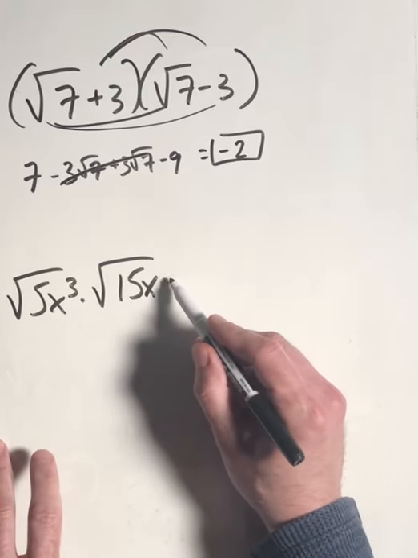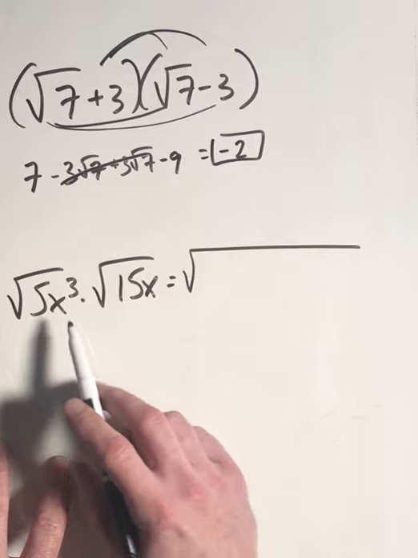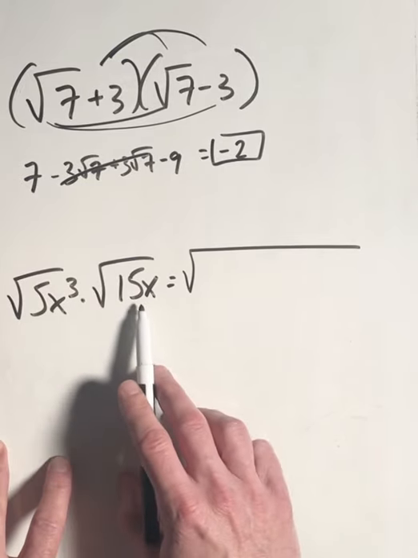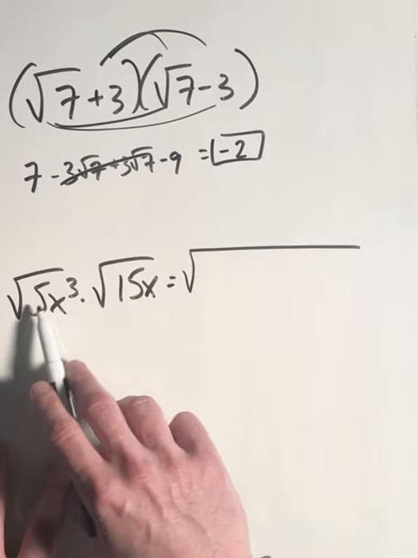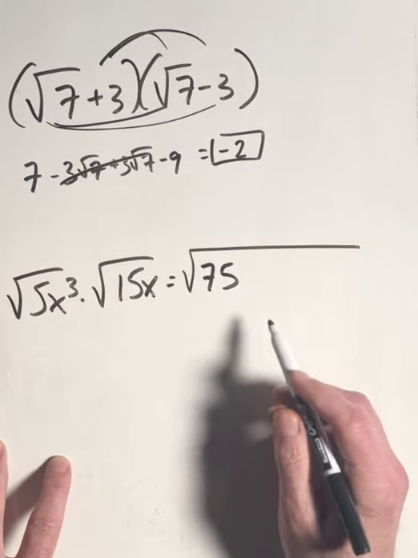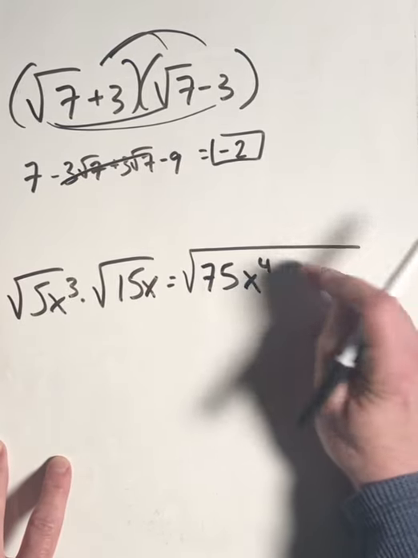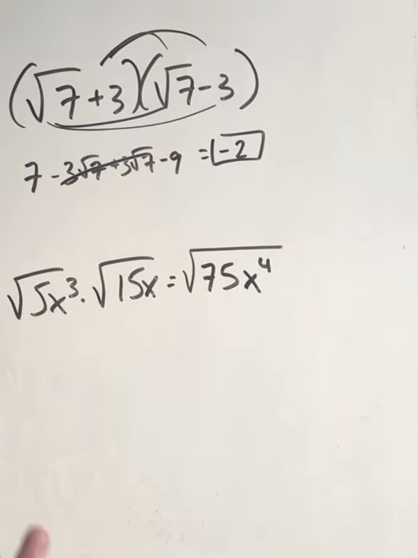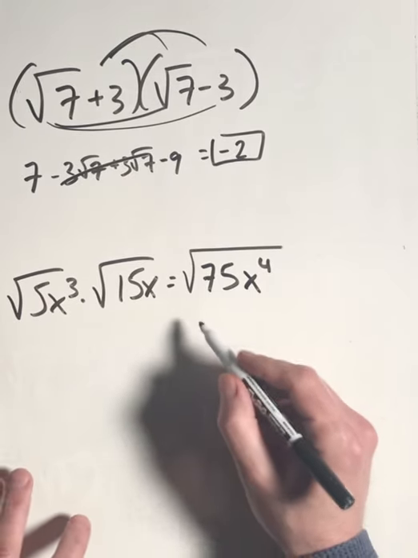In this instance, we're just going to look at everything as one large radical. We'll take the coefficients. 5 times 15, so 5 times 10 is 50. 5 times 5 is 25. 50 and 25 is 75. Then we have x to the third times x would be x to the fourth. So first step is to multiply, and then we'll simplify what's underneath here.